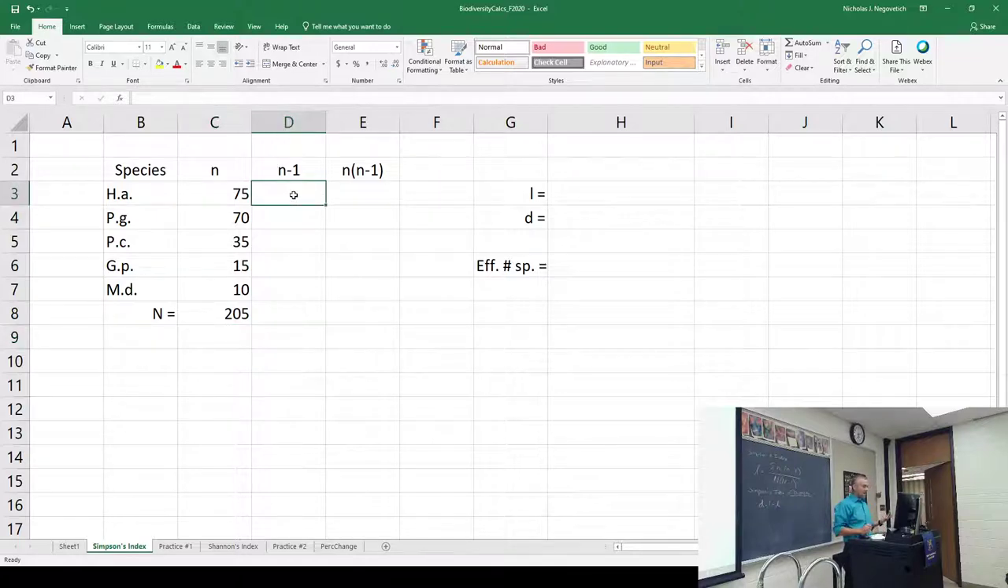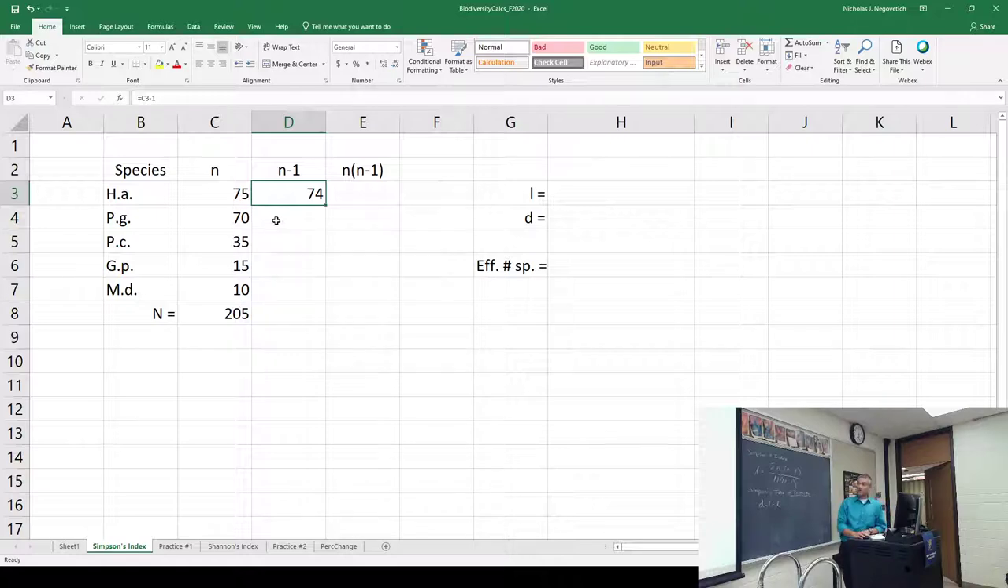So I have my n. What I'm going to do is my n minus 1. I hit the equal sign. It's C3 minus 1. So I click the cell that I want, do minus 1, and hit enter. So it's 74. Now, you could type this out by hand, but I like using formulas, because if I have a new table, new type of data, all I have to do is change the numbers, and the table will auto-complete. It will also copy and paste, which is nice. So that looks correct.